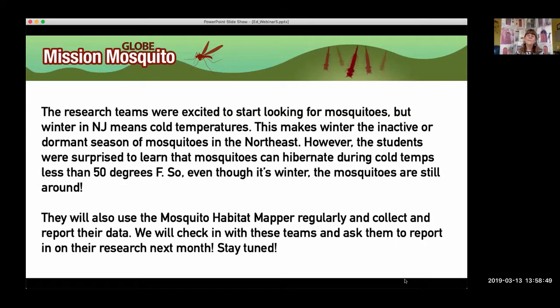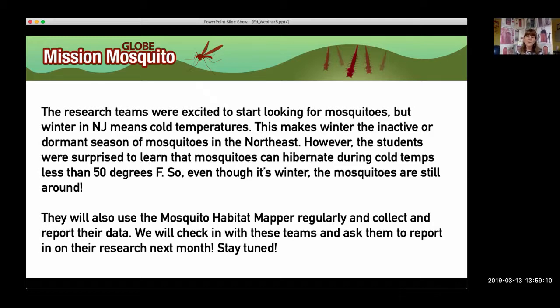So the research teams are excited to be looking for mosquitoes, but in New Jersey, winter means cold temperatures. So this right now has been the inactive or dormant season for mosquitoes. But in the research that the students did, they found out that mosquitoes can actually hibernate during cold temperatures. So even though it's winter, some mosquitoes can still be around.